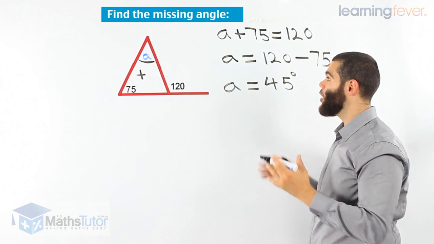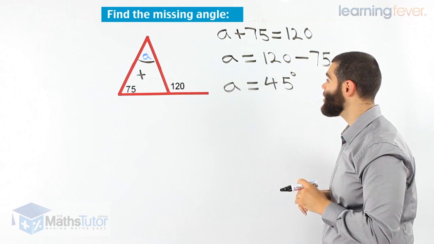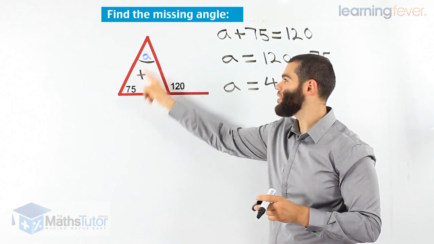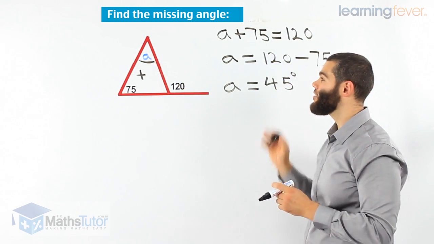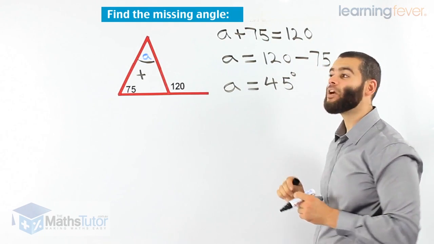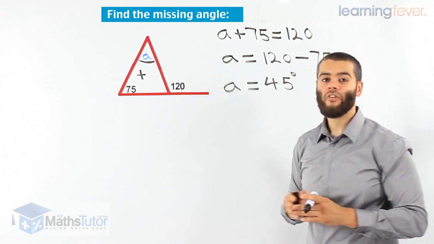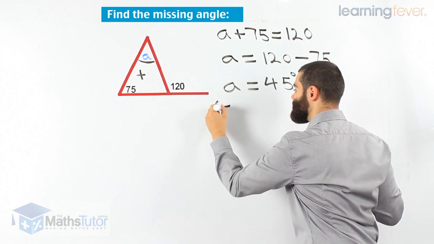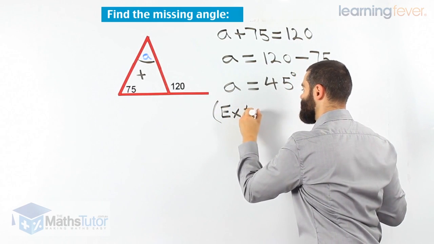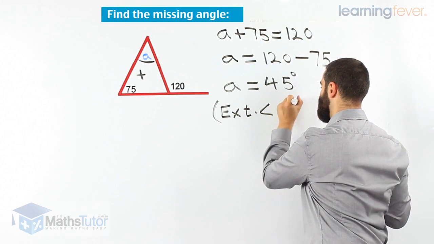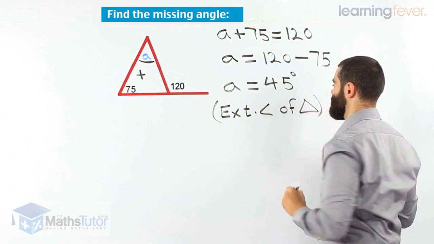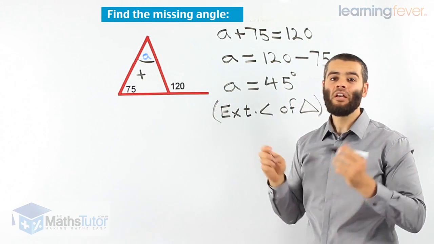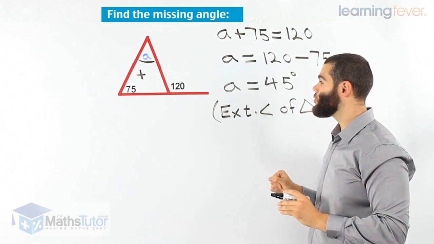We worked using the opposite of the exterior angle rule. We know 120 degrees is outside. It equals the two interior angles added together. We're finding the interior angle. So we basically take away 75 from 120. We used the exterior angle rule. So our reason, exterior angle of triangle. A is 45. 45 plus 75 make 120. So yes, the exterior angle of a triangle rule will work.